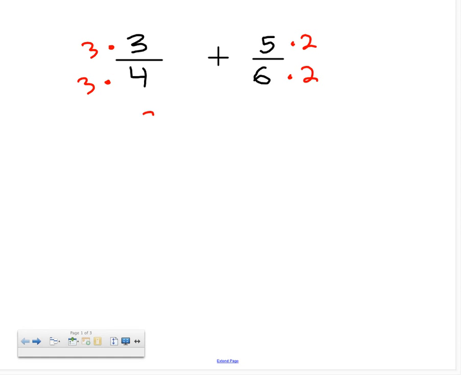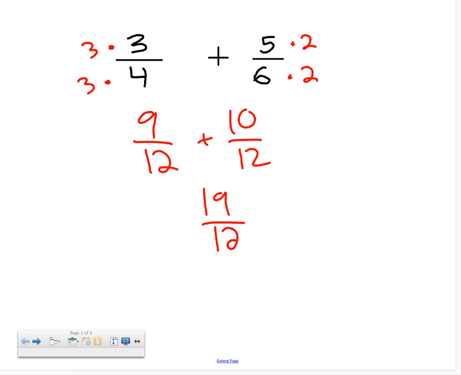So this would be 9/12. This would be 10/12. Now I can just put them together like normal, add your top numbers. 19 over 12. Make sure you don't add the denominators, because remember, when you're adding fractions or subtracting fractions, you do not add or subtract the bottom numbers. It's just the numerators. And this would be my answer. I can make that into a mixed number. I can make it to a decimal, but that would be perfectly fine to leave it like that. So that's how we add and subtract everyday fractions.